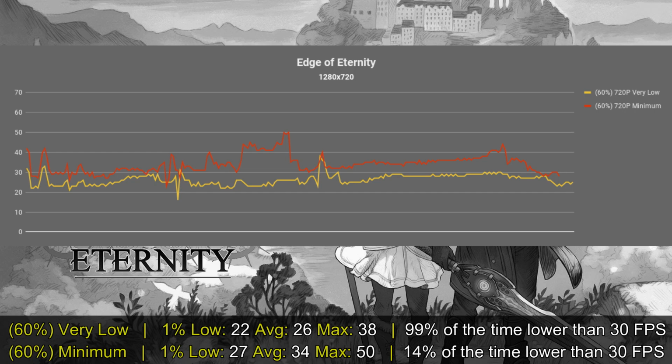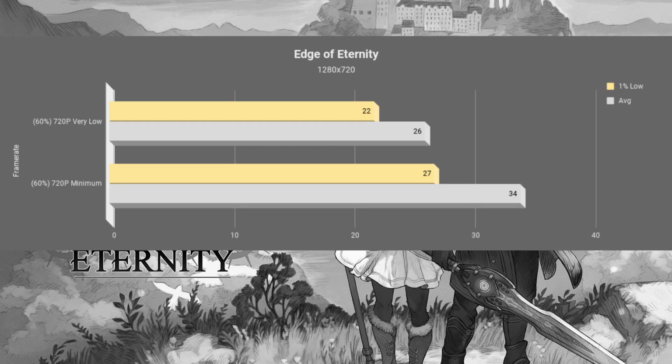By using these settings, in the early moments of the game, I got an average of 34 with a 1% low of 27, so 15% of the time the game was lower than 30 frames per second. If I go with very low settings and use 60% resolution scaling, the entire game will be under 30 frames per second. So my recommendation is to put the entire settings on the minimum possible, 60% resolution scaling and 720p.